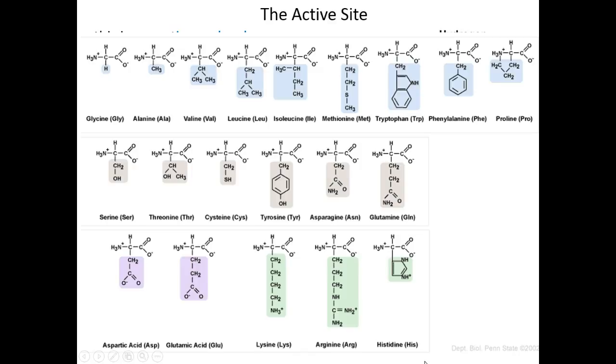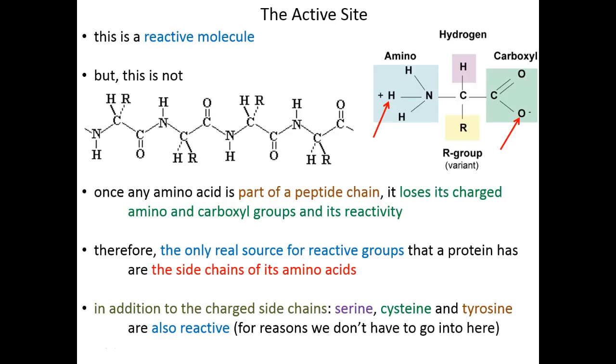So those of you who are looking in the direction of aspartic acid, glutamic acid, lysine, arginine, and histidine, good for you. Those are our most reactive amino acids because charge groups are the most reactive, and those are our charged side chains, the acidic and the basic amino acids respectively.